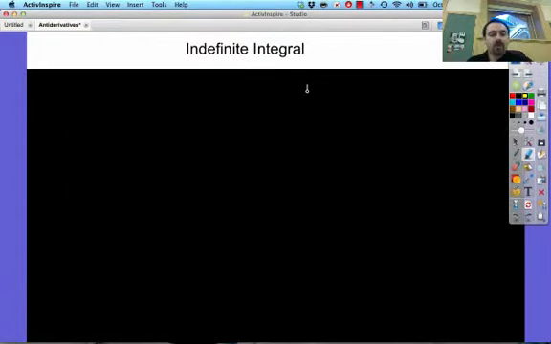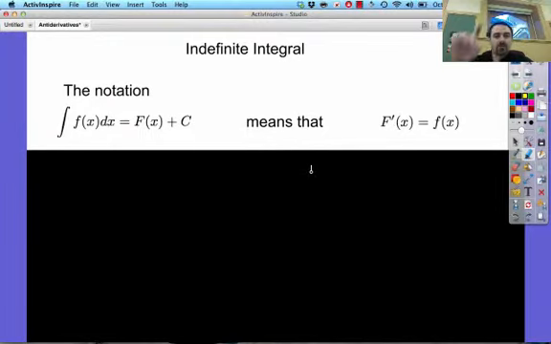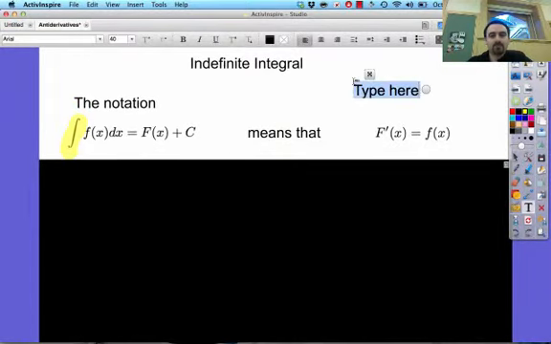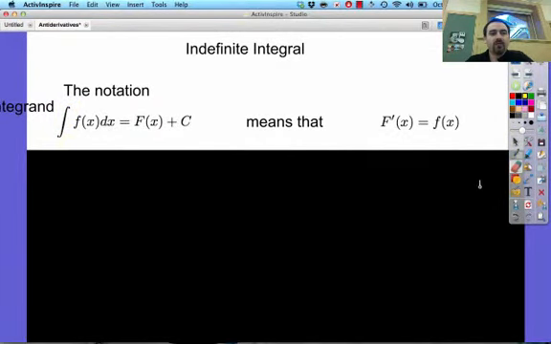Okay, so now we want to talk about the indefinite integral. Now, the indefinite integral is really the same as the antiderivative. It's just notation. So here's the notation. The f of x here is called the integrand. Okay, I can write that down. Integrand. Okay, that's called the integrand. Okay, the integrand. So the integral of f of x dx is equal to capital F of x plus C.